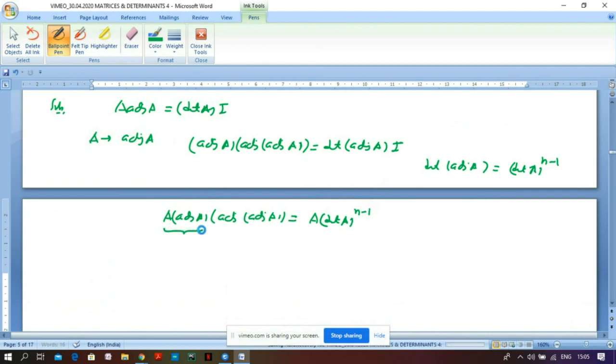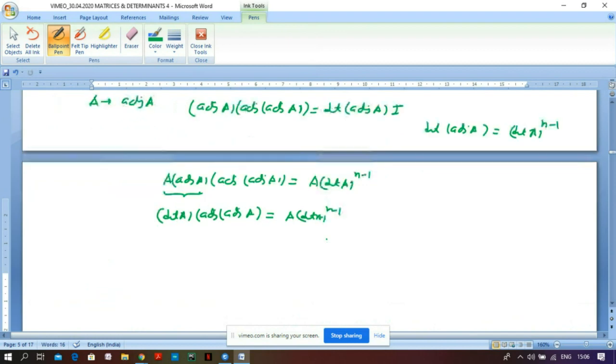Now A adjoint A is again det of A times I. So A adjoint A, let's check again, is det of A times I. So that gives you det of A times I. That I does not matter because I times this is still the same. So adjoint of A is A times det of A to the power n minus 1.